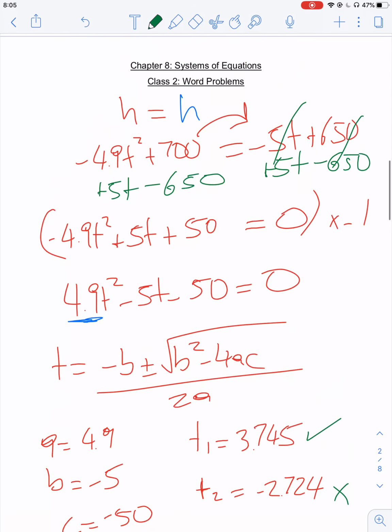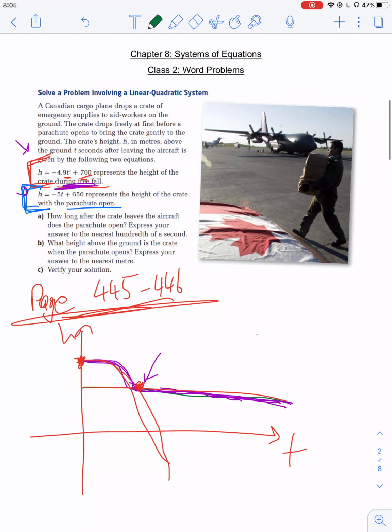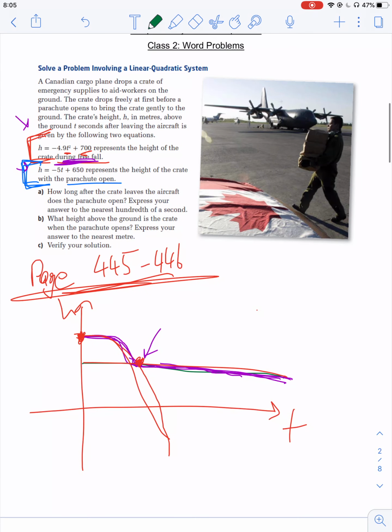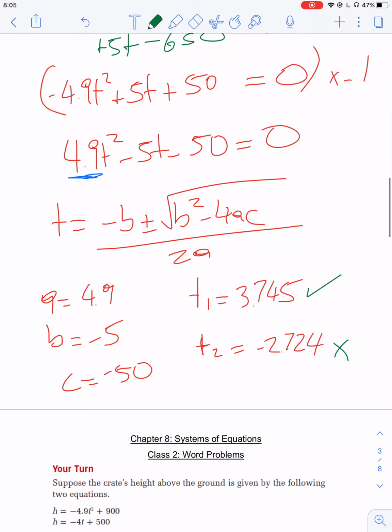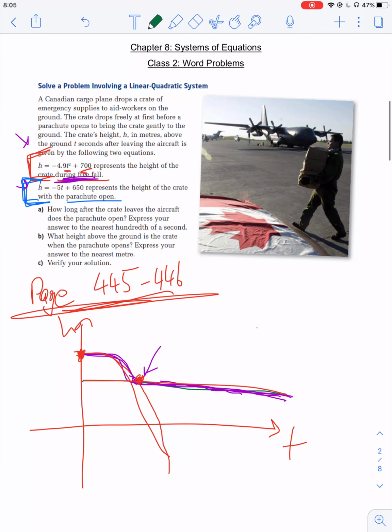So what is the question asking for? Let's see. How long? So the time is given to you. The answer to question A is 3.745. Now for the second one, they're asking you to find the height. What height above the ground is the crate?